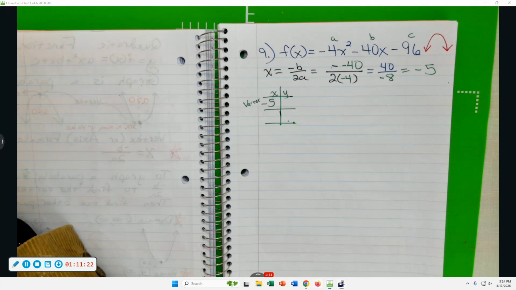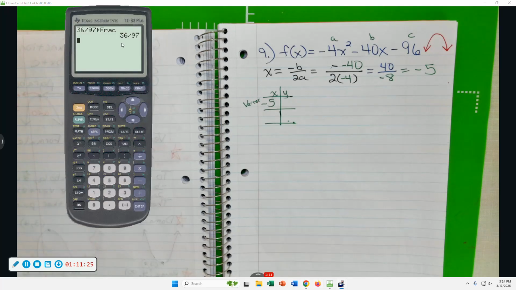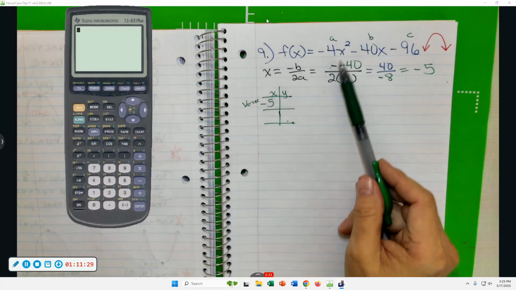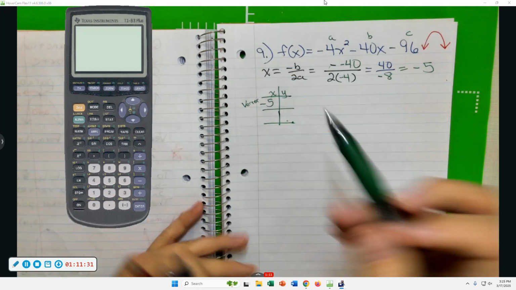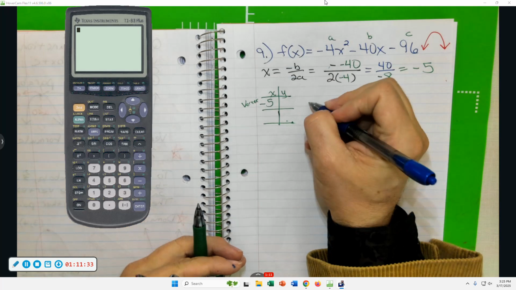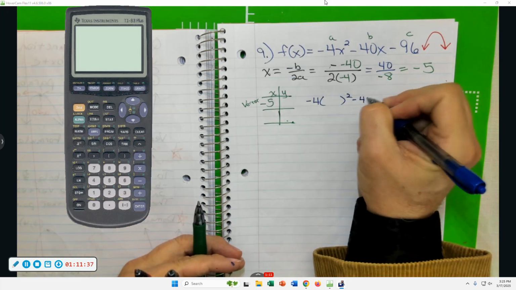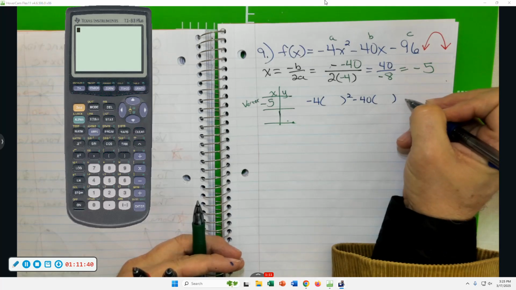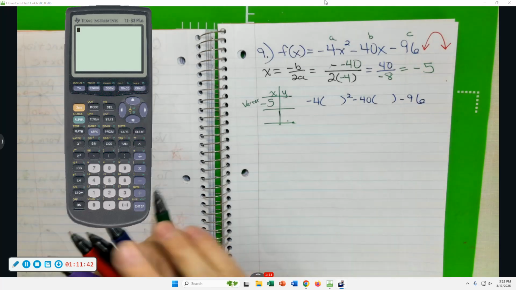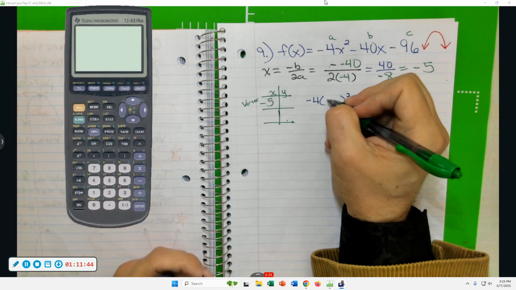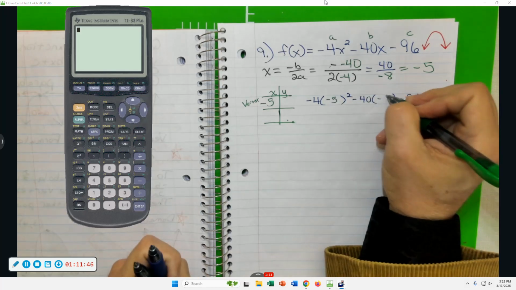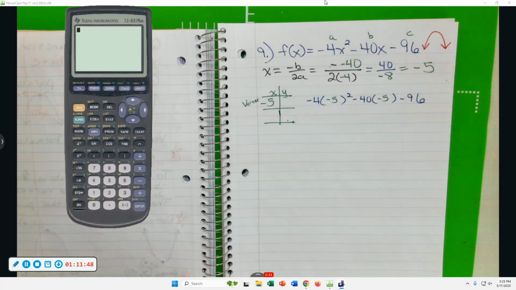Oh, is it going to open? Yes, there it is. Let's plug negative 5 into the function. We have negative 4 times negative 5 squared minus 40 times negative 5 minus 96. We're plugging in the negative 5. This y-coordinate is what we're going to have to use when we're finding the range in a moment.